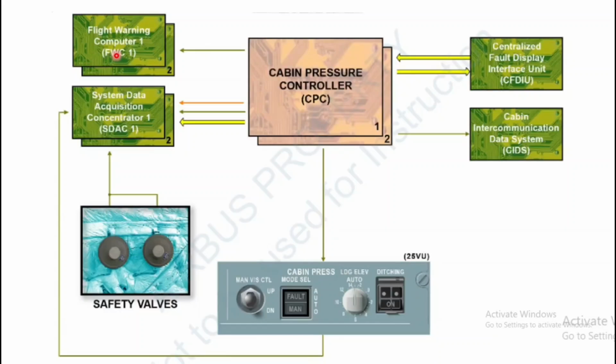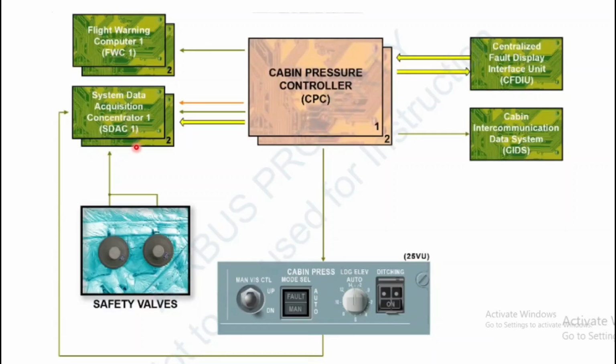From the maintenance point of view, there are class 1, class 2, and class 3 failures. Class 1 is the highest fault and you have to act on it immediately, and level 3 is the highest warning. Level is for the captain and class is for the engineering team.